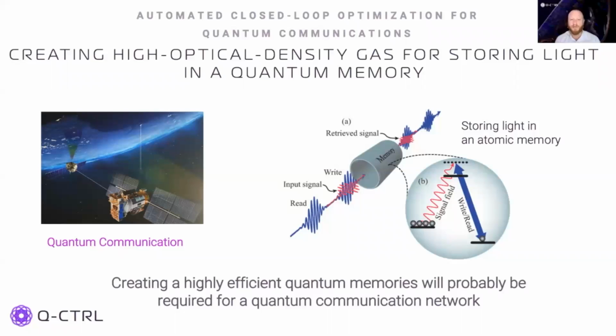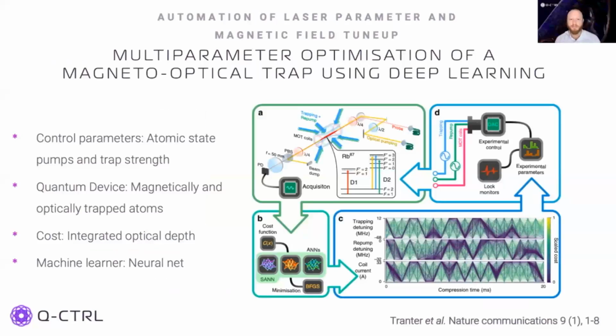A key component of a quantum repeater will most likely be a quantum memory that can store quantum information encoded in light. A leading contender for a quantum memory is an atomic vapor trapped in a MOT, the same technology mentioned in the previous example. In this case, the efficiency of the quantum memory is directly related to the optical density of the atomic vapor. Increasing the atomic density of the vapor is a complicated challenge where the state of the atoms and the strengths of the magnetic coils have to be changed over time.